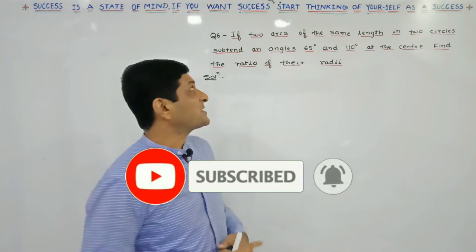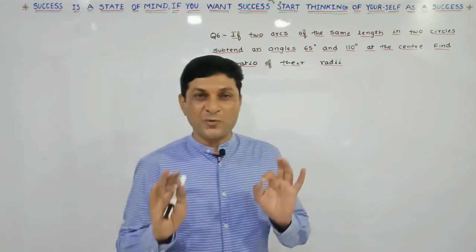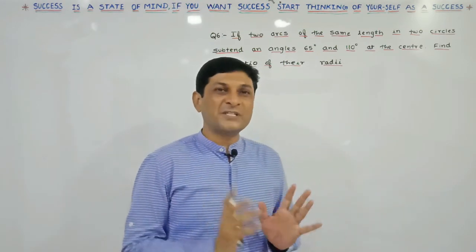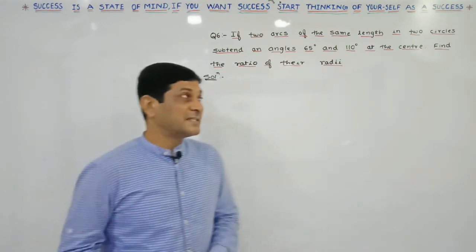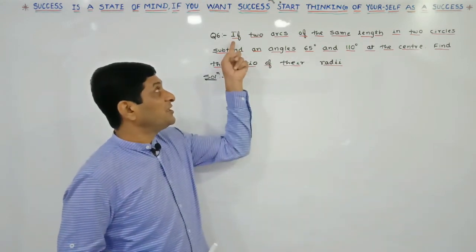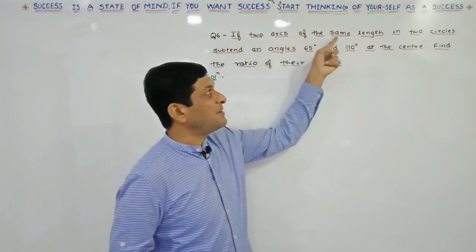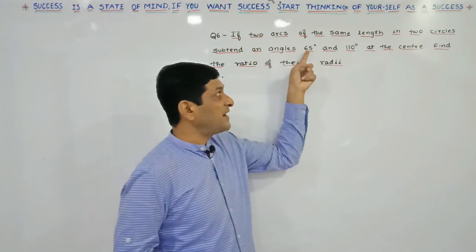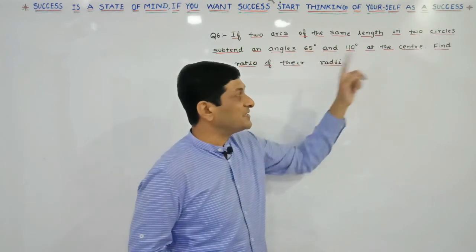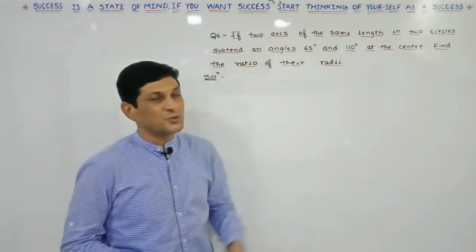So today we are starting example number 6 from question number 2 of the miscellaneous exercise of angle and its measurement. See, in this example, what is the given condition? If two arcs of the same length of two circles subtend angles of 65 degrees and 110 degrees at the center of the circle, find the ratio of their radii.